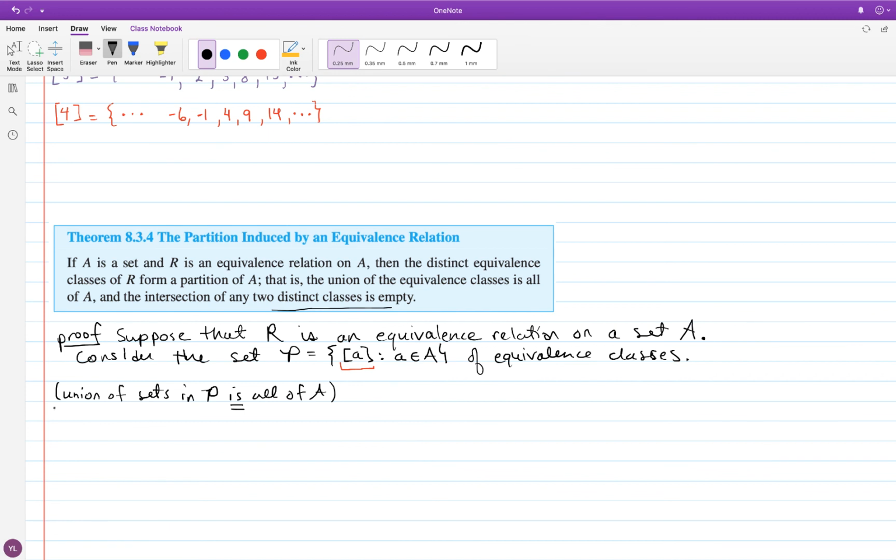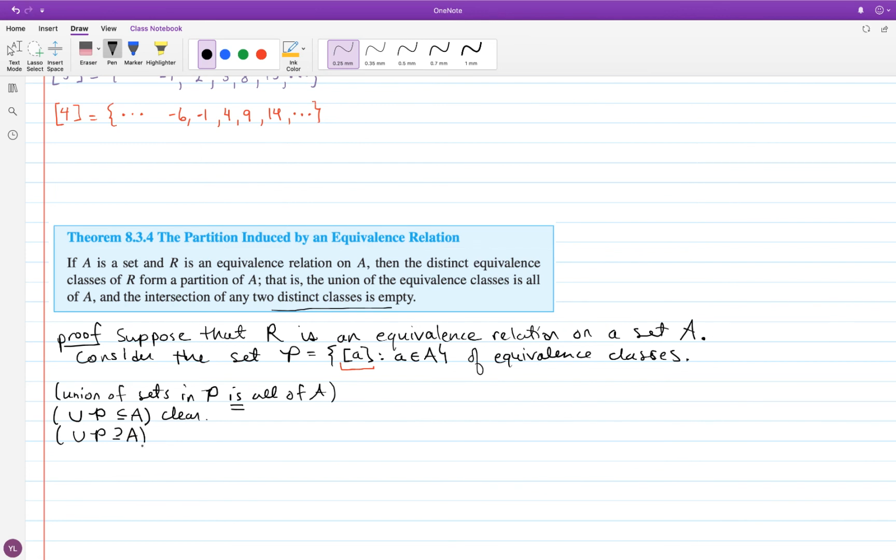By the way, if P is a collection of sets, you can represent the union of those sets just by putting a union symbol in front of the collection. So what I've argued already is that since P consists of subsets of A, this inclusion is already obvious. But the other direction is the one that takes some thought.